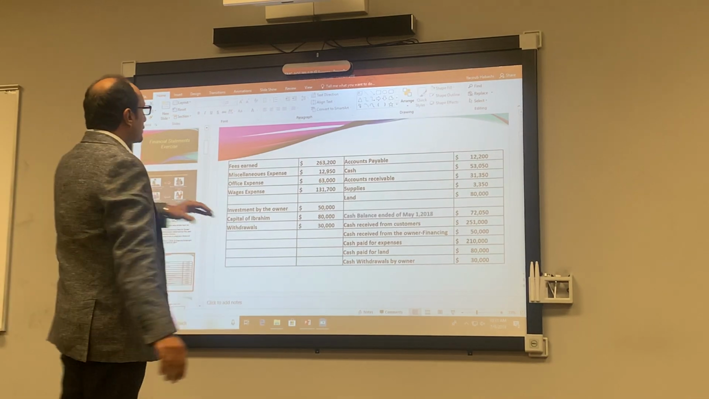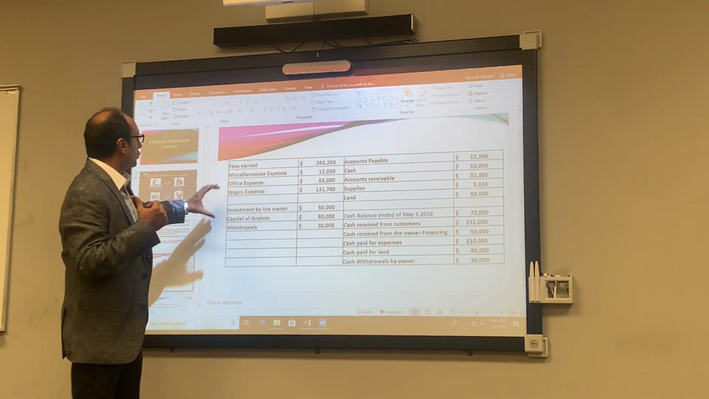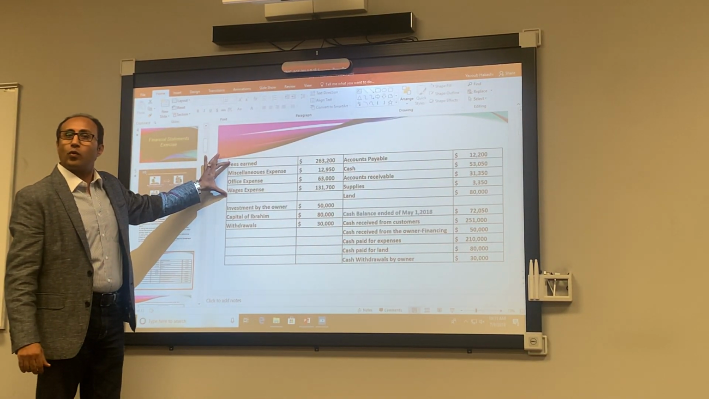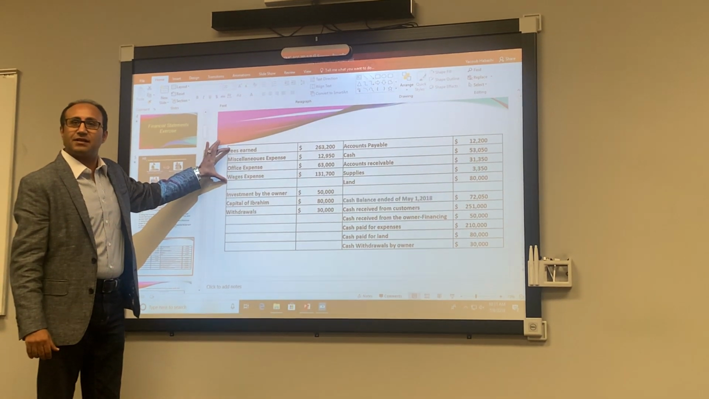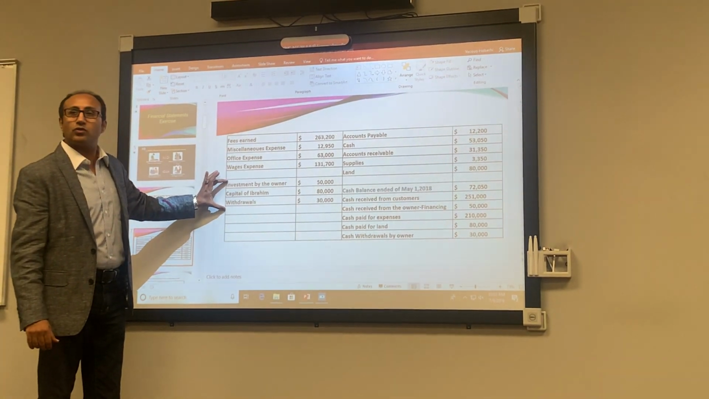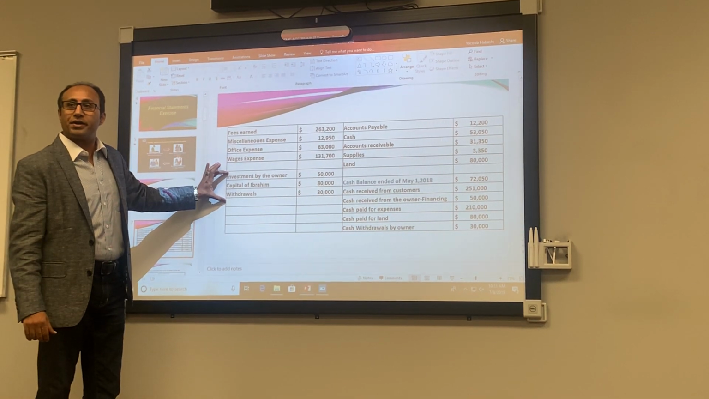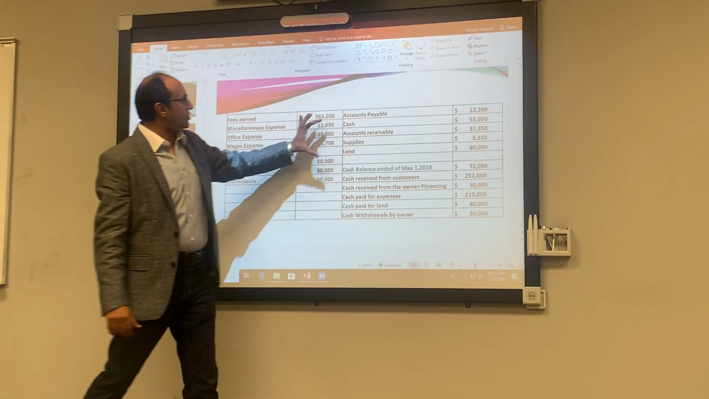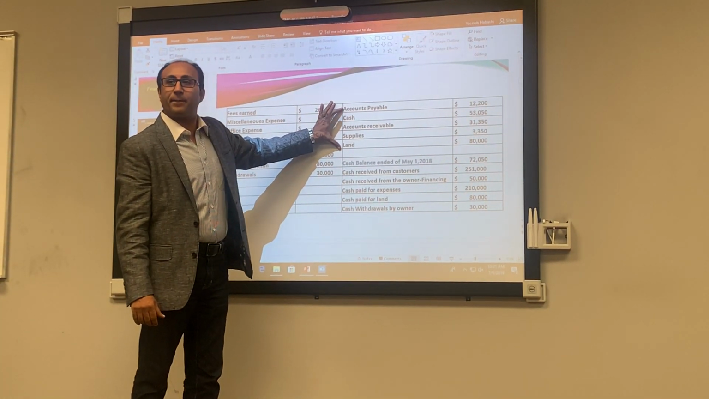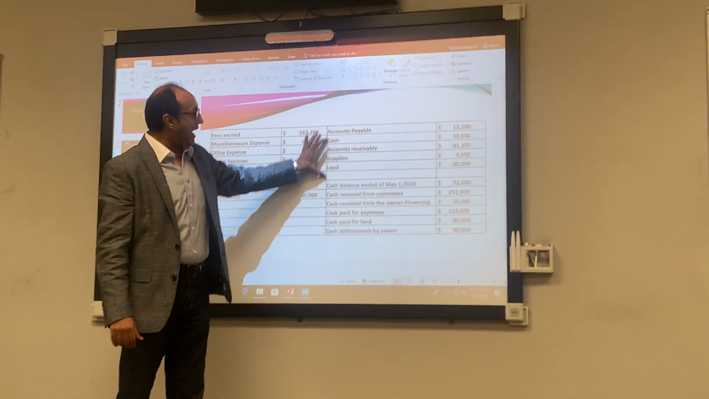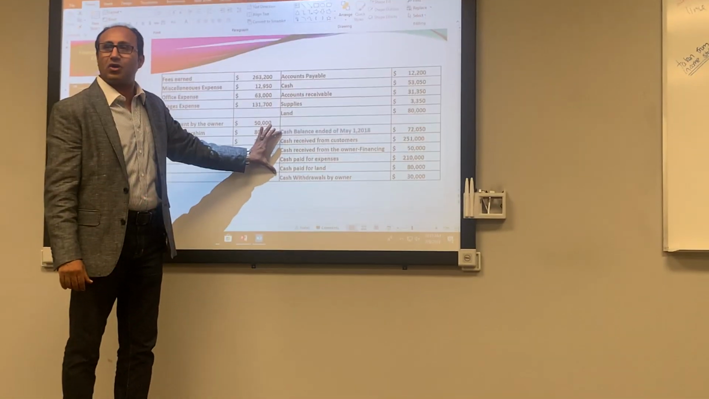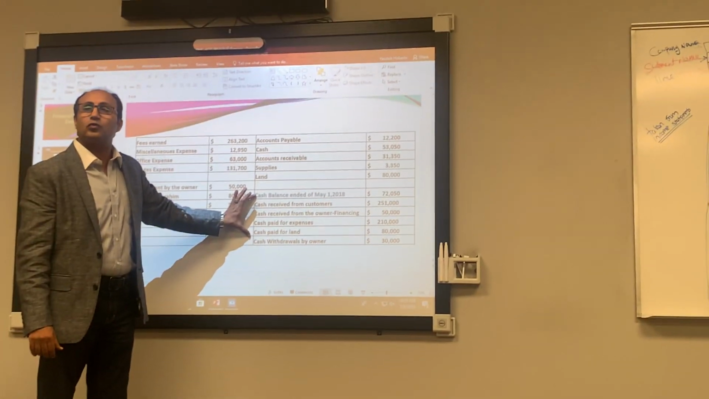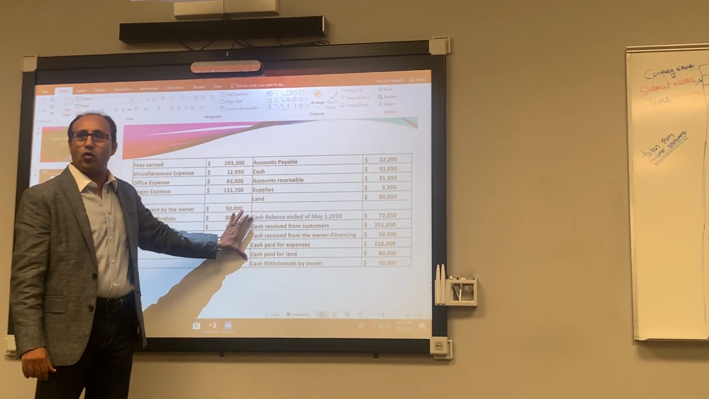So we will use this section, as I told you, to prepare the income statement. This section we use to prepare the owner equity statement. This section we use to prepare the balance sheet. And this section, the last one, we will use this data to prepare the cash flow.